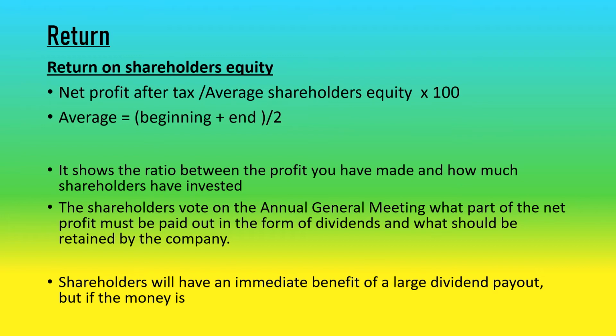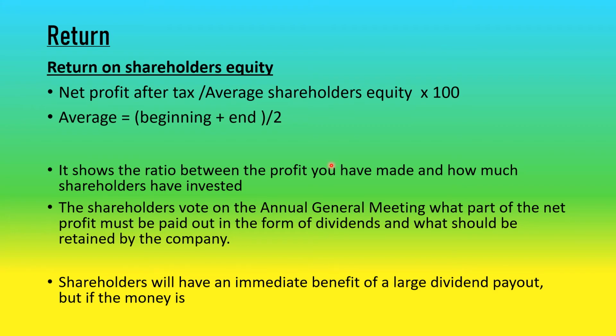This ratio will also guide you on what to be using. So you've got your return on shareholders' equity. That would be your net profit after tax, and you divide that by your shareholders' equity and multiply it by 100. Once again, average is your beginning plus your end divided by 2, or multiplied by half.